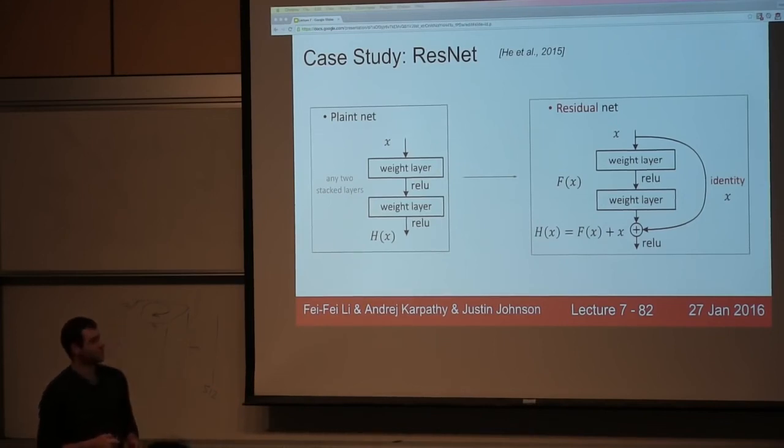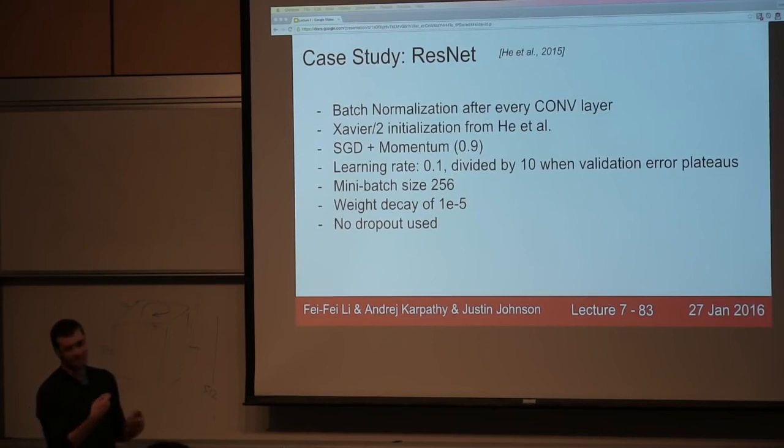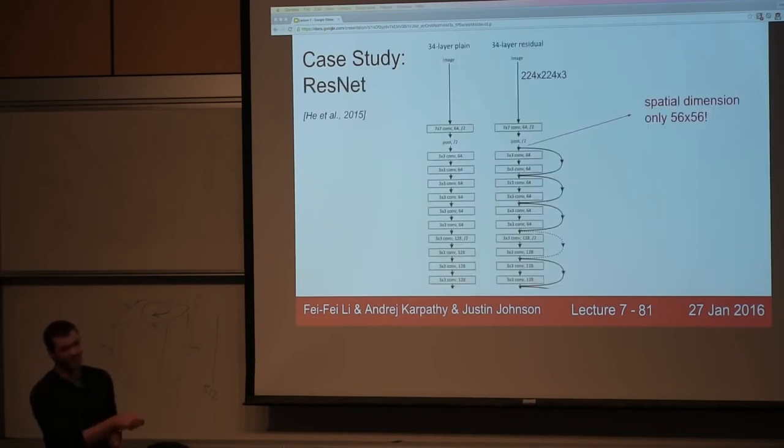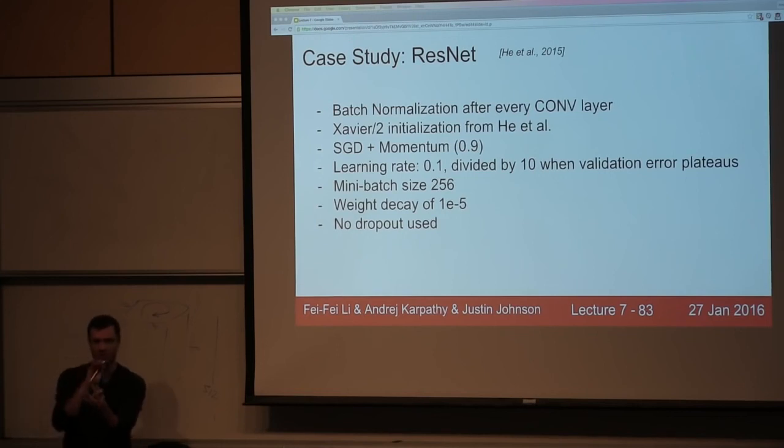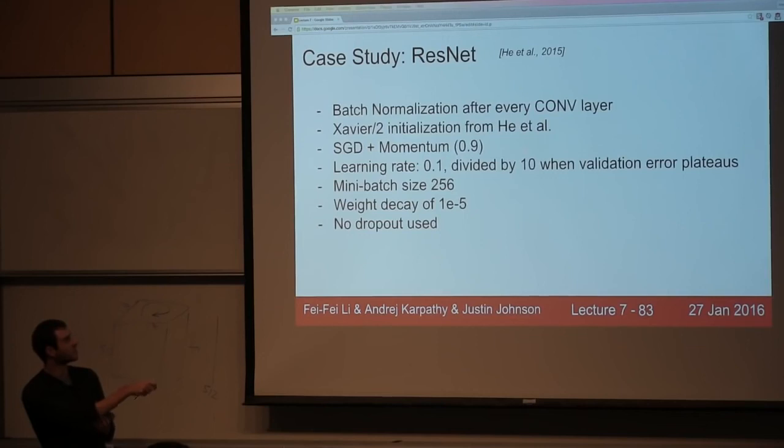Now, in terms of how they train ResNets, just to give you an idea about the hyperparameters that people use in practice, they use batch normalization after every single conv layer. So there's many conv layers, many batch normalizations everywhere. They use the Xavier over 2 initialization. If you remember the paper that proposed this over 2 initialization that I talked about when you use ReLU layers, that's actually the same person, Kaiming, that proposed that initialization.